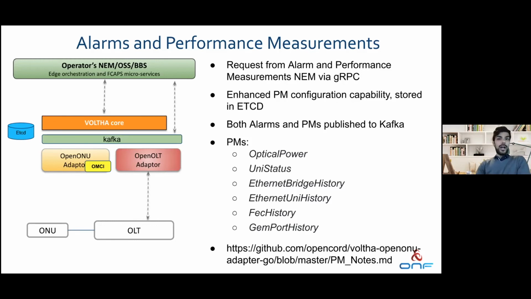And for the alarms, we just support alarms that are generated through OMCI. So whatever the alarm generated for the ONU, we just send it over Kafka to the operator OSS BSS. And this allows the operator to clearly see what's going on in the data path of their subscribers.